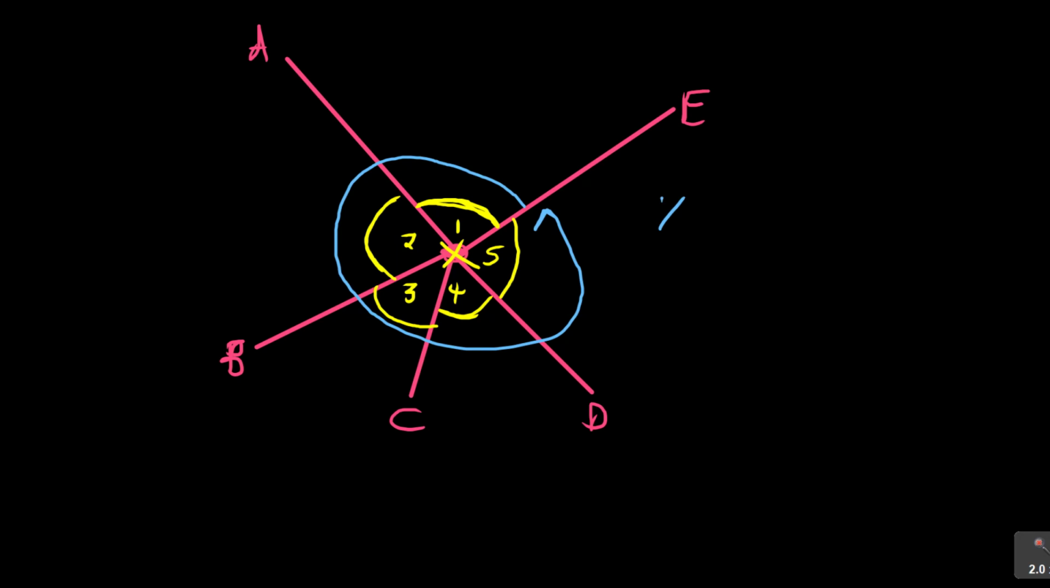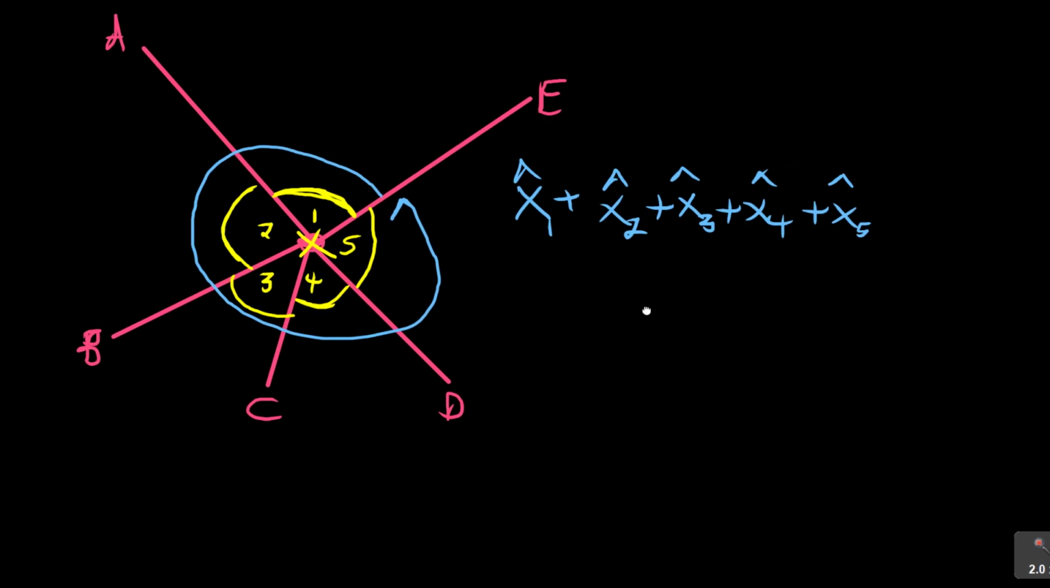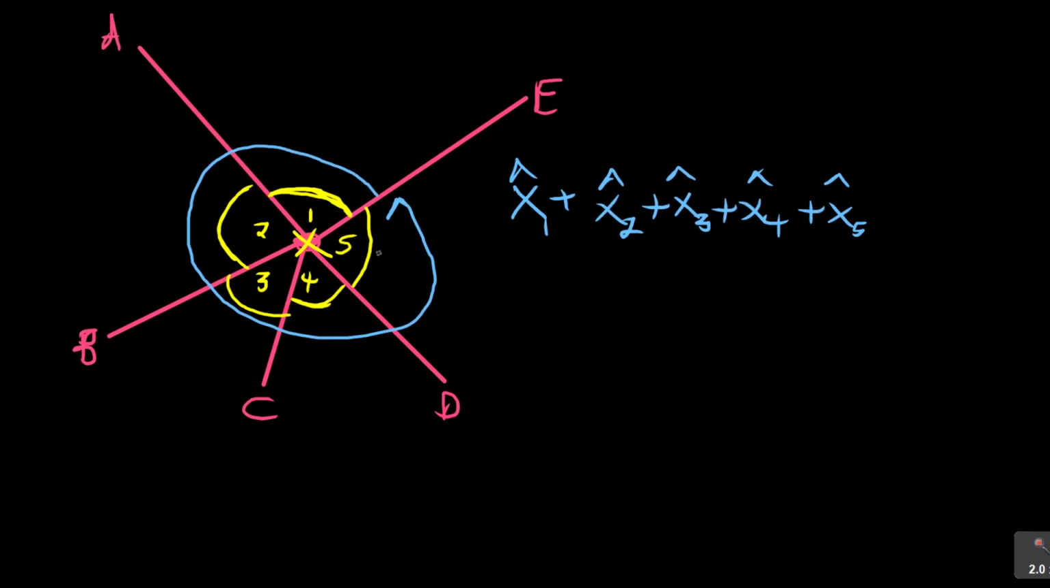So if you take angle X1 plus angle X2 plus angle X3 plus angle X4 plus angle X5, it is a very special property. These are angles at a point, and they add up to 360 degrees. This is a full cycle, or a complete revolution. When you turn from this point, you move around and return to the same point. We say you have completed 360 degrees. Are you getting that? Those are angles at a point.